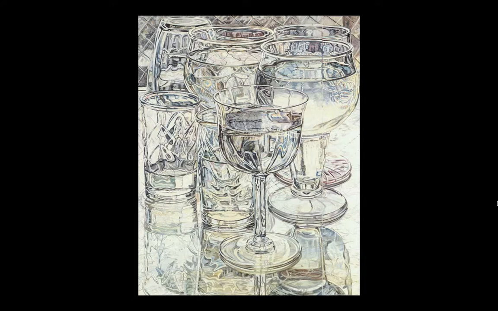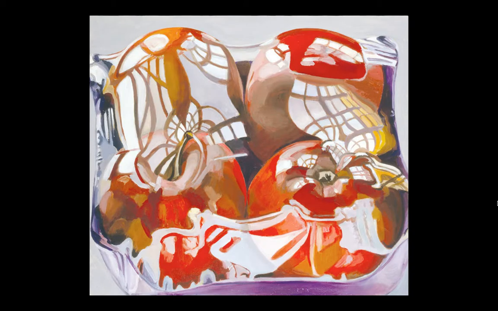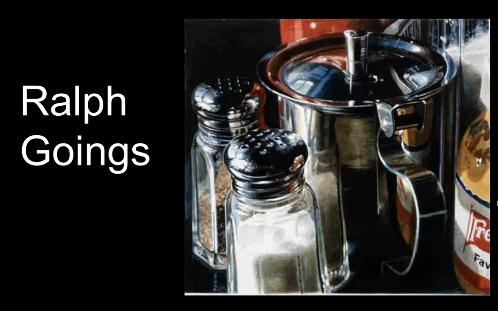So this is a great example of one that's just all about the different reflections in these glasses of water. And she has a whole series of pieces of fruit wrapped in cellophane because she loves painting the shininess of the cellophane.